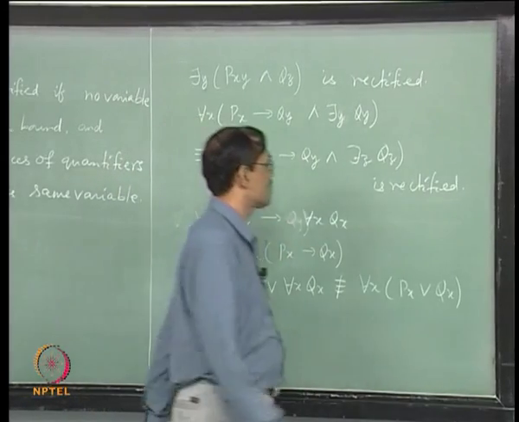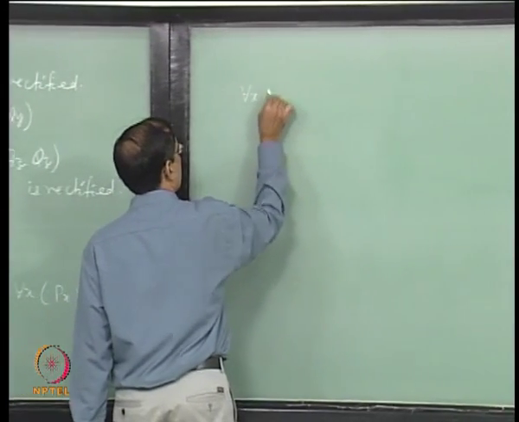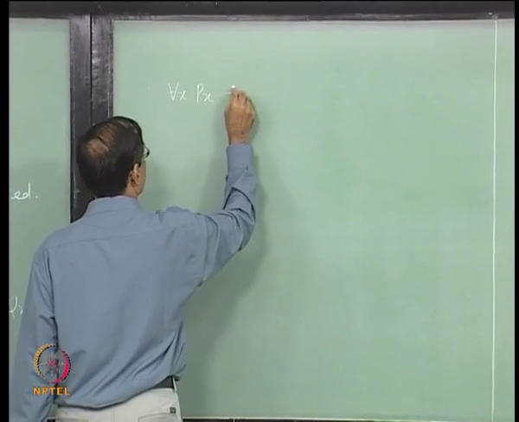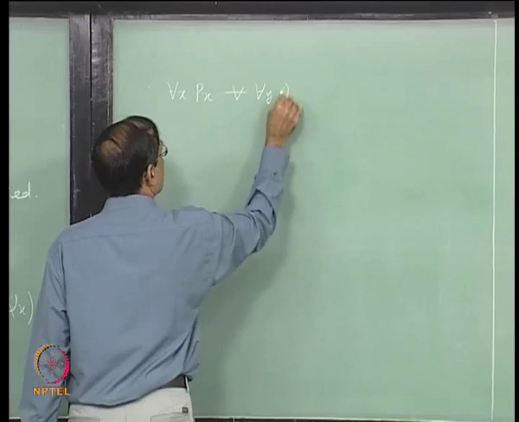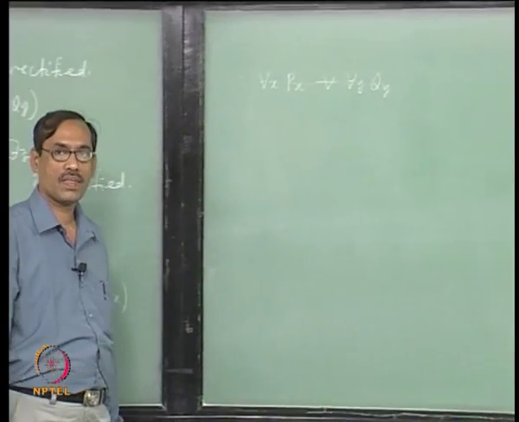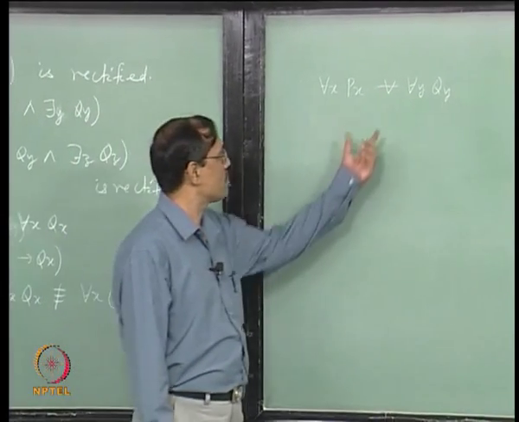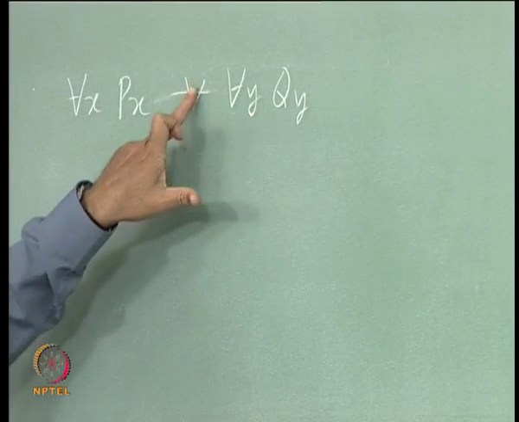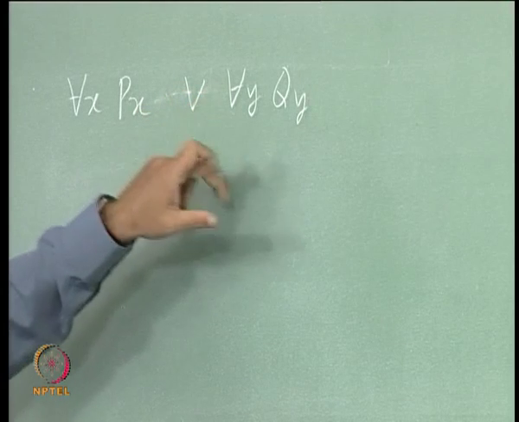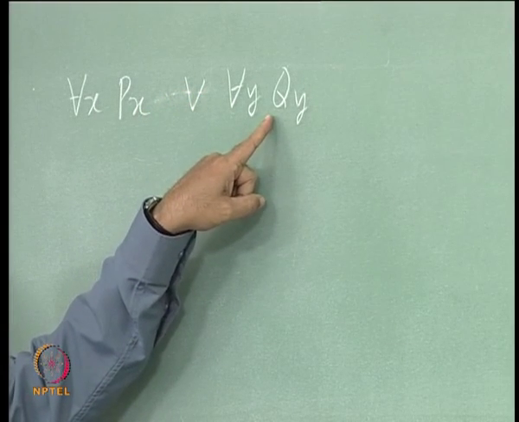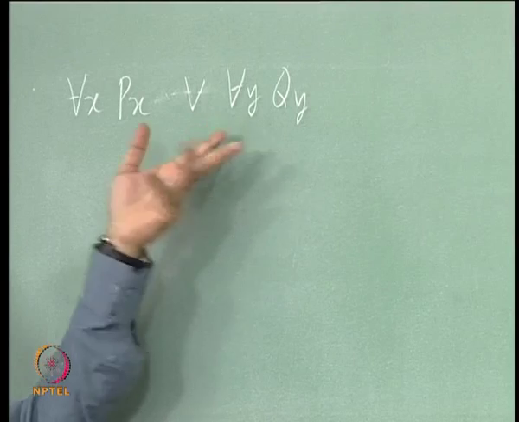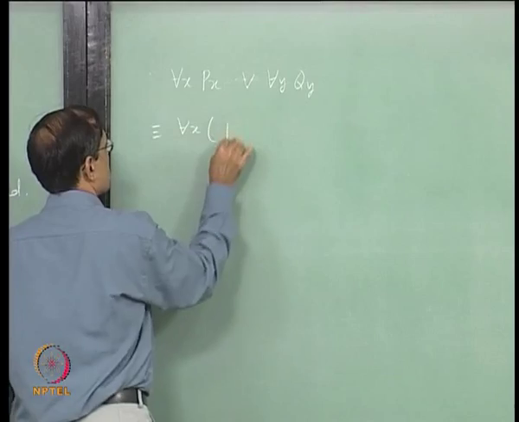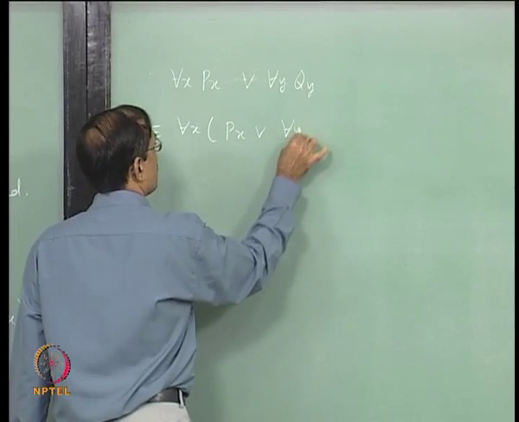For example, here suppose it is for each x p x, say we take the or case first, or for each y q y. Okay. Now, what happens is, in this sub formula x does not occur, this is r. So, here x does not occur. Since x does not occur at all, I can bring the quantifiers outside. So, I say it is equivalent to for each x p x or for each y q y.